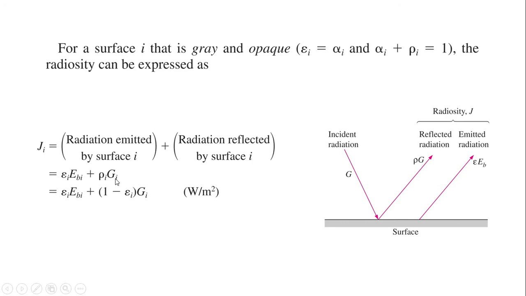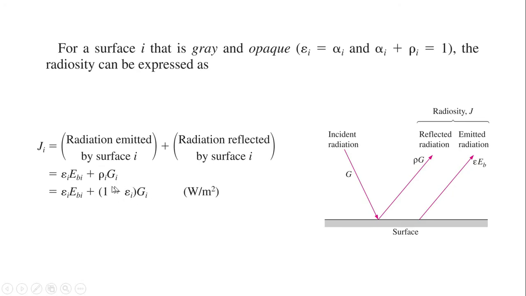So this is the second equation. It's the first equation. The second equation, in this equation we can just replace this reflectivity with 1 minus epsilon. How? In this equation we can replace this alpha, the absorptivity, with the emissivity, and after rearranging this equation we can replace this reflectivity with 1 minus epsilon.